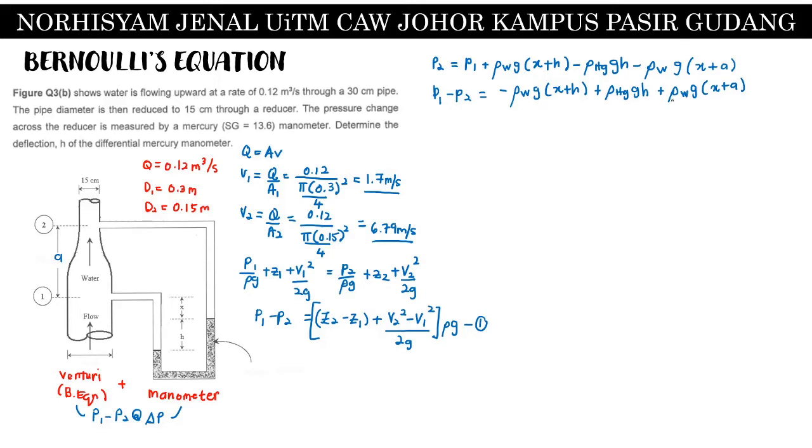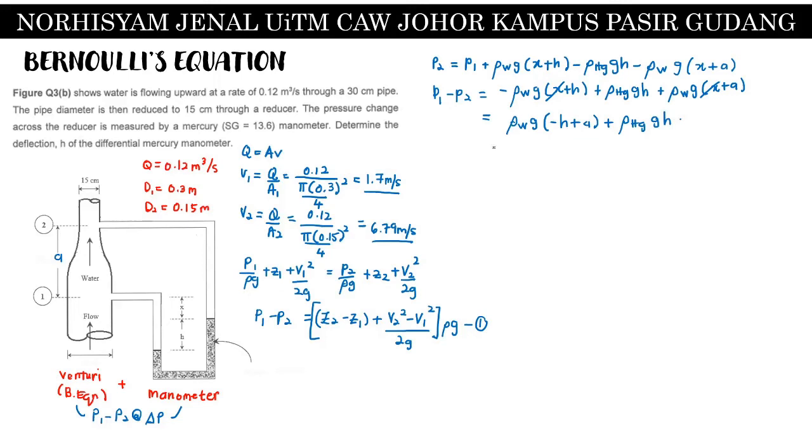Okay, now here we have rho water g and rho water times g, so these two represent the same thing, but the height over here is different. But here we have the same x, this is positive x, this is negative x, so we can cancel this out. Okay, rearranging back, so we have rho water g, so this is negative h, and then we have plus a, and plus rho Hg g h.